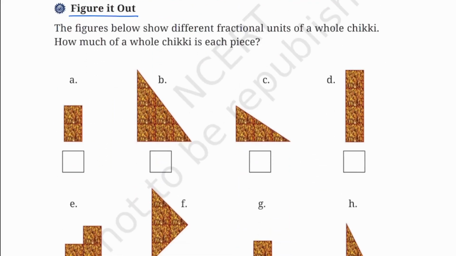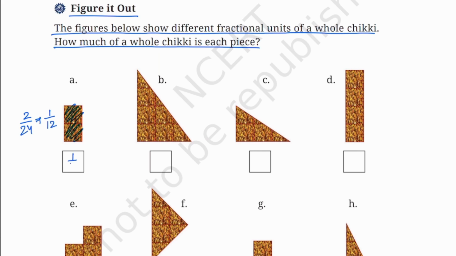Figure it out. The figures below show different fractional units of a whole chicky. How much of the whole chicky is each piece? You can see 1 and 2, 2 pieces out of 24, that is 1 upon 12.